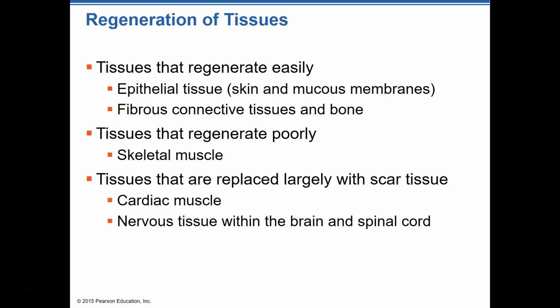And then there are some that are completely or nearly all replaced with scar tissue, just because the dividing ability of those cells is not very good. In particular, that's cardiac tissues that don't regenerate well, and nervous tissues almost don't at all. There is some evidence that they do to a small degree, but generally they don't.